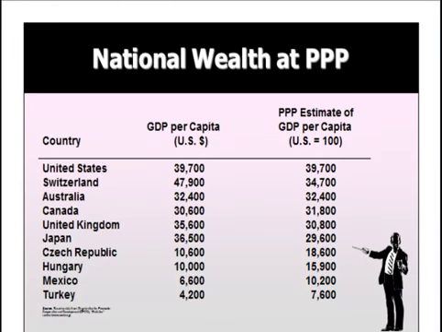The opposite situation occurs in the case of the Czech Republic. Because the cost of living there is lower than the United States, the Czech Republic's GDP per capita rises from $10,600 to $18,600 when PPP is considered.